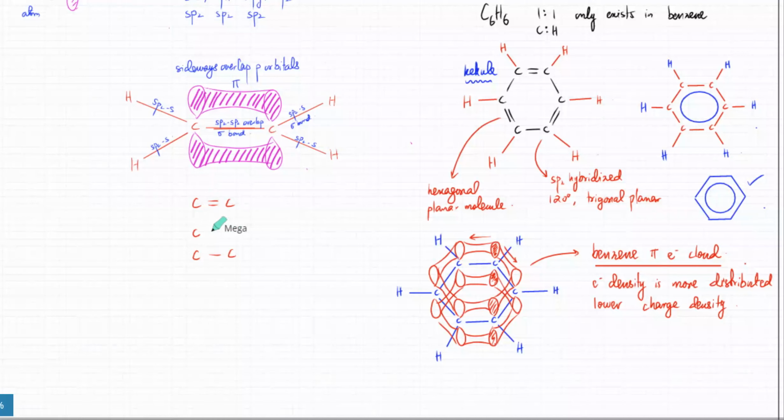So benzene is kind of somewhere in the middle. So benzene is usually referred to as something that's in between a single bond and a double bond. So double bonds are stronger.